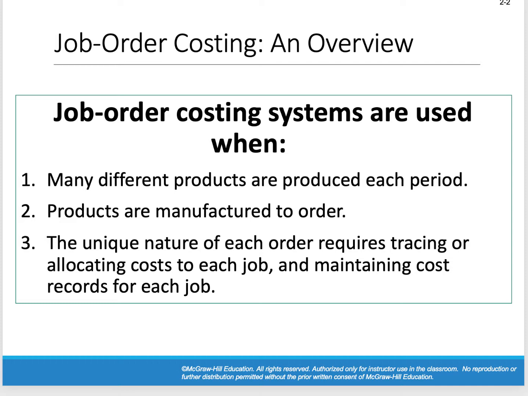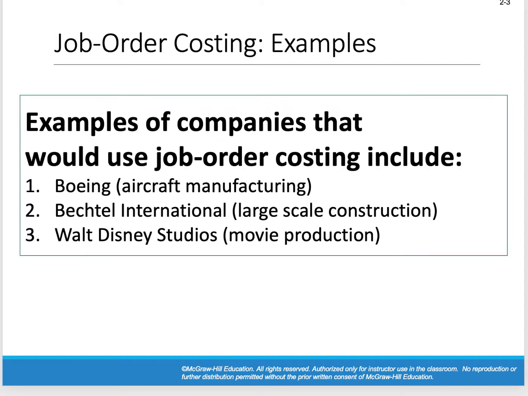we have different products that we produce each period. Those products are produced to order based on special blueprint, and we need to be able to trace the cost that each job incurs, right? So how do we do that? Well, before we get there, we have some more examples of job order costing, right?